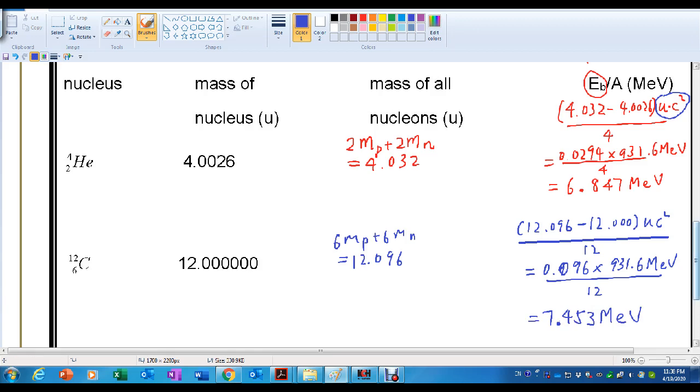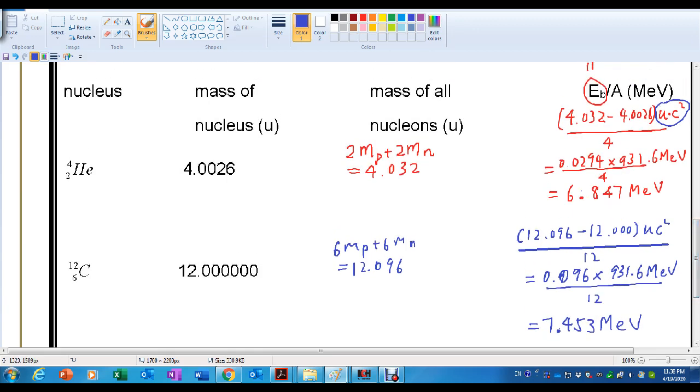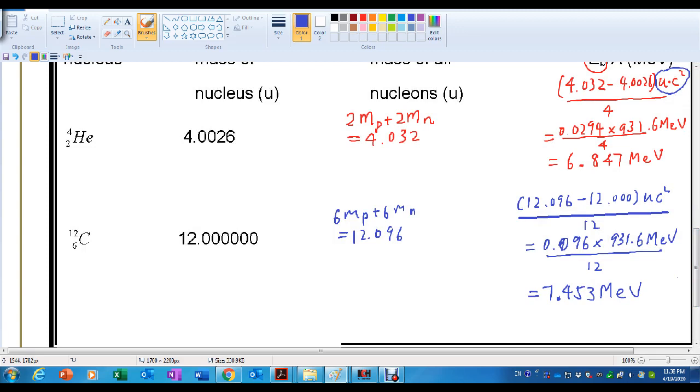Okay, so you see the calculation we got, you can show that the binding energy per nucleon is different for helium and for carbon. All right, and so which one is more stable? You see, the greater the binding energy per nucleon, the more stable the nucleus, right? So in this case, carbon would be more stable than helium.